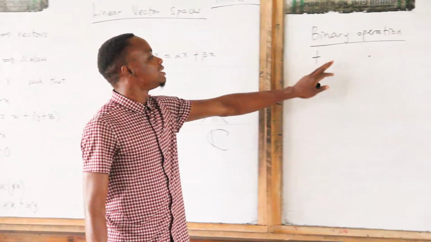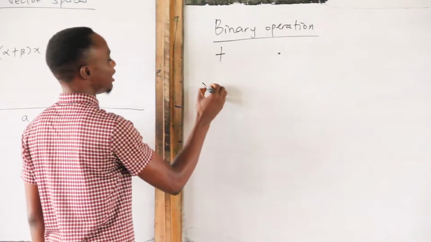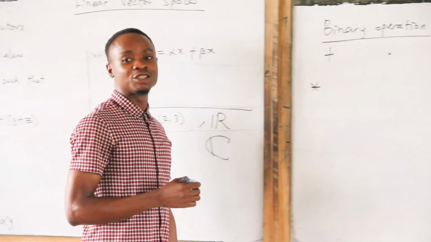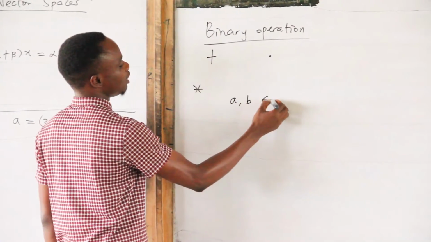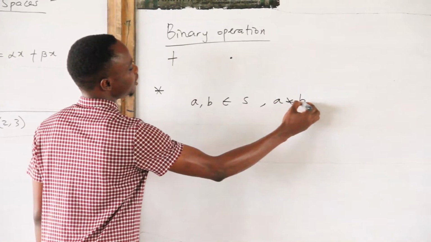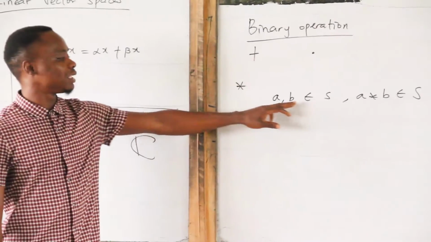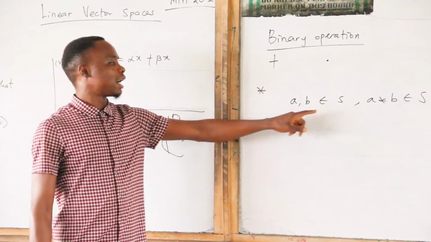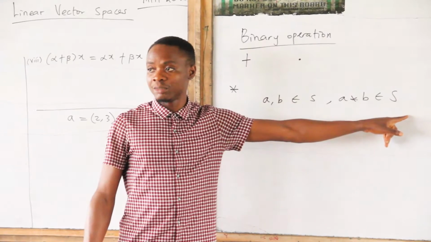Okay, so if it is closed under addition and scalar multiplication, when do you say that a set is closed under an operation? We say that an operation star is closed under a set S if for any a, b elements of S, a star b is also an element of S. So when you pick any two elements in this set and carry out this operation on them, the result is still going to be an element of this set. Does that make sense?